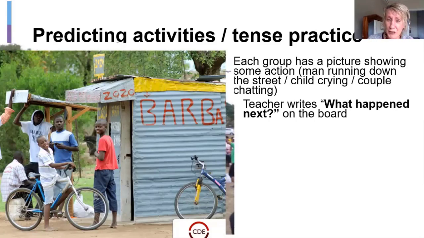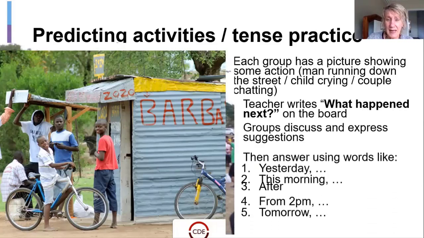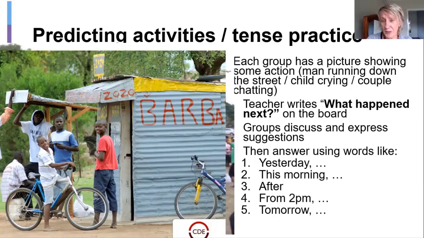Okay, so you've got these situations, you've chatted about them, and the group has got to discuss what they think happens next. And then they've got to answer using words like yesterday this happened, this morning, this is going to happen, after this happened, from 2 p.m. this will happen, from tomorrow this will. So you'll use the different tenses if you use those words in different ways. Right, so those are your tense practice.